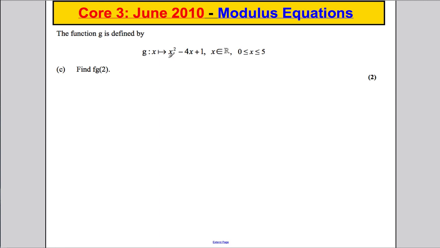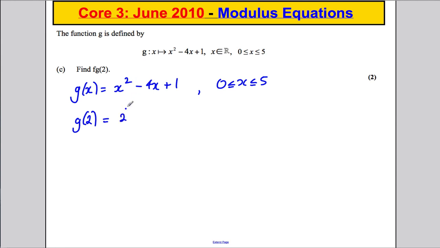And for C, g is defined as follows. Find f of g of 2. Well, g of x is defined to be the function x squared subtract 4x plus 1, and it tells us that x must be between 0 and 5, and it asks us to work out f of g of 2. So before we do that, why don't we work out g of 2? g of 2 would be 2 squared subtract 4 times 2 plus 1, and it would be equal to 4 subtract 8, which is negative 4, plus 1, it would be negative 3.